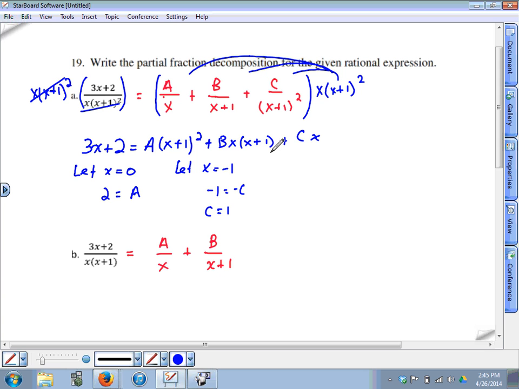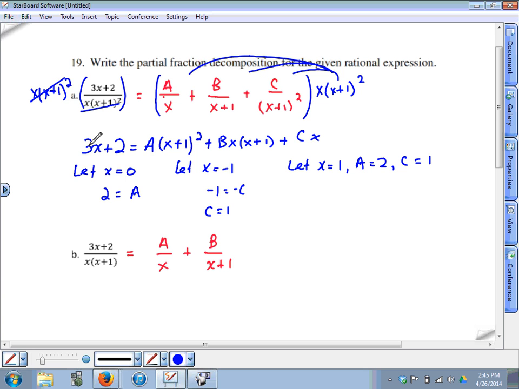Now, what we have to do next is just choose a random value of x. We've exhausted the two choices of convenient values. But we can still solve for B even by choosing a random number for x. For example, if we let x equal positive 1, but we also need to use the two values that we just found. If we let x equal 1, A equal 2, and if we let C equal 1, we're going to be able to find the missing value B.